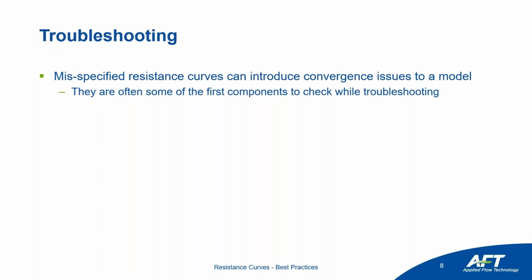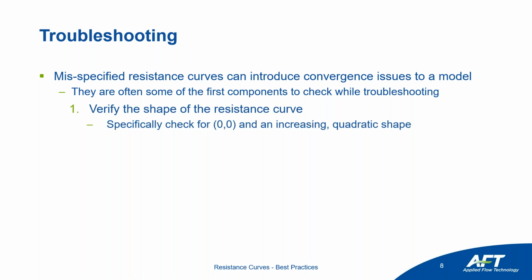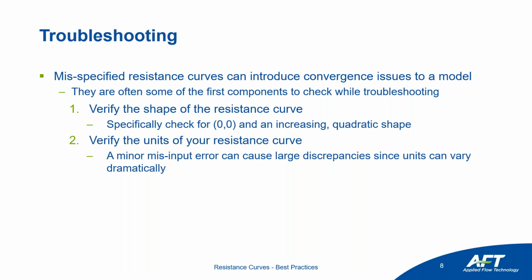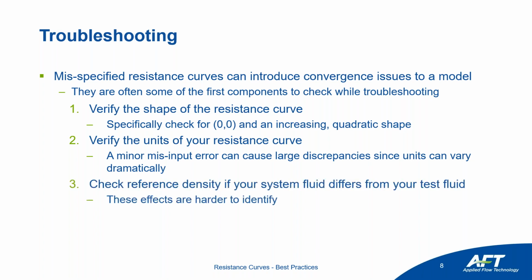So during troubleshooting, the first thing you should do is verify the shape of the resistance curve. Again, looking for that increasing quadratic shape and that 0.0 frictional pressure loss if there's 0 flow. The next thing is to verify the units of your resistance curves. So while it may be a relatively minor misinput, let's say you did atmospheres instead of bars, or more dramatically PSIG instead of bar, that can lead to a very large discrepancy just because of the kind of dramatic difference in the units themselves. So that's another thing to consider.